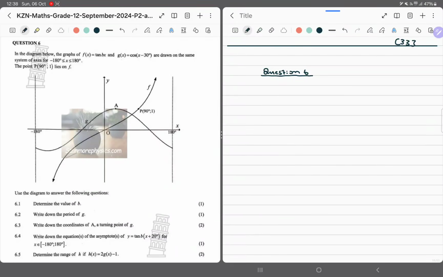Now this is again a gift from the examiners. You always get your marks easily here. In the diagram below, the graphs of f equals tan bx, so that means we need to look for b. So if you look at this tan graph, this is sloped the way we know. This is the standard tan graph. Right. But now, on this tan graph, something is strange. We normally get this one at 45 degrees, but now we're getting it at 90.